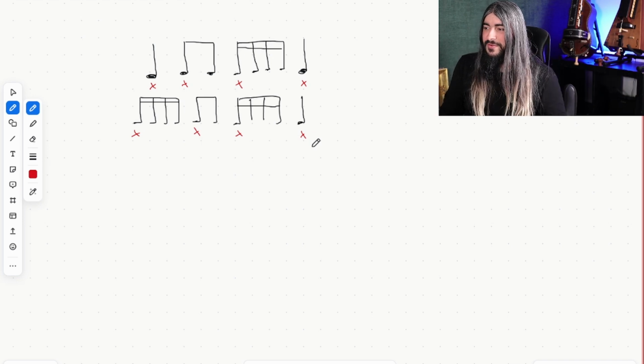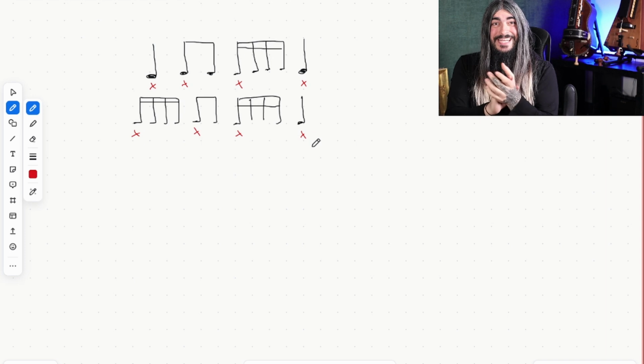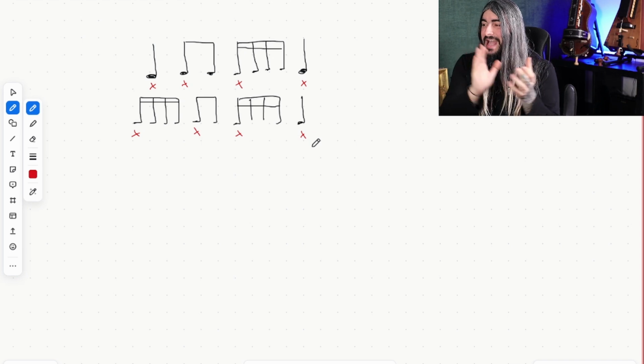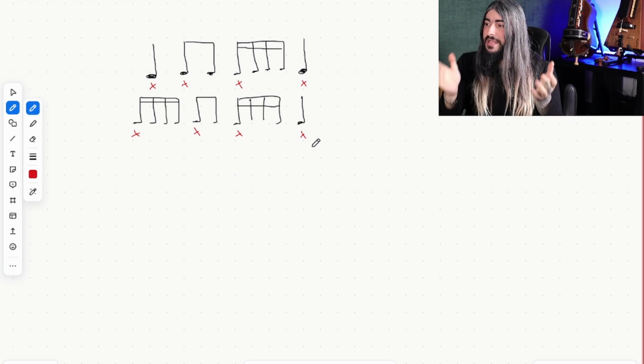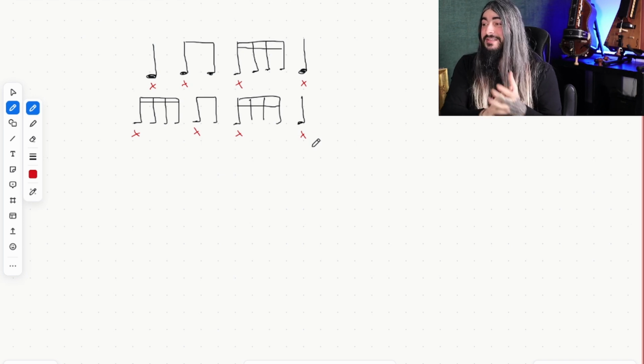Let's go on the count of 4 together. 1, 2, 3, let's go. Cake, apple, avocado, cake, avocado, apple, avocado, cake. Let's go again. Cake, apple, avocado, cake, avocado, apple, avocado, cake.